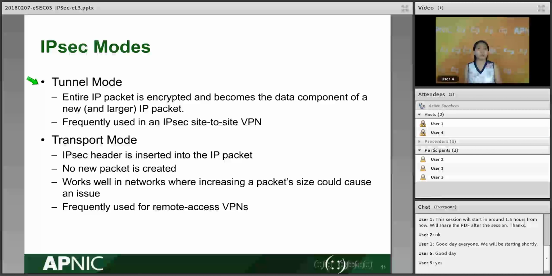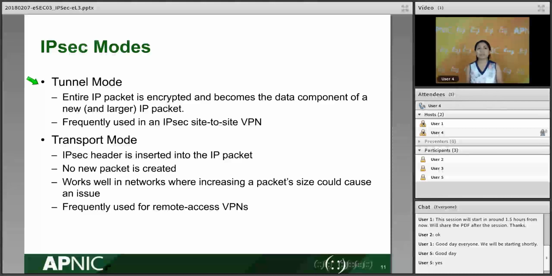There are two modes in which IPsec operates, and this is something you would usually notice. By default, it uses tunnel mode. Most routers, let's say Cisco routers, would probably use tunnel mode by default, but you always have the option to switch between these two modes. But what's the difference between the two, and which one do you use for which case? Let's look at each one.